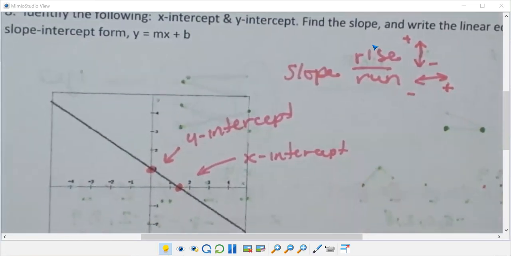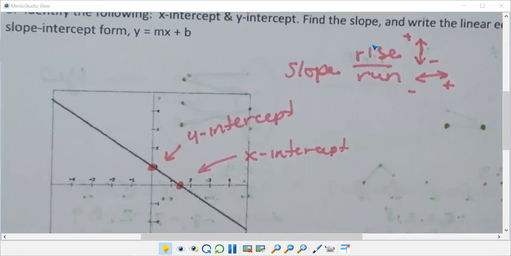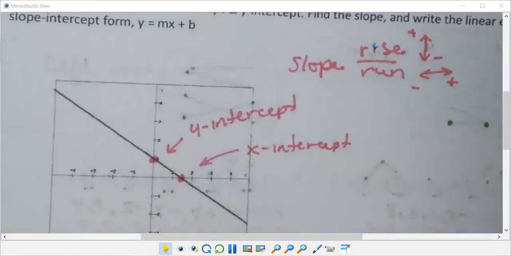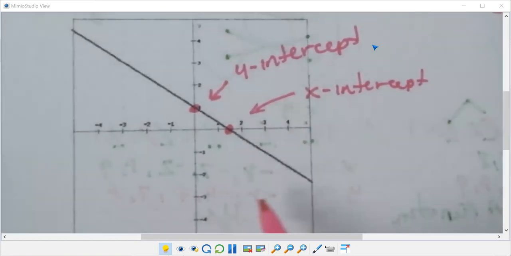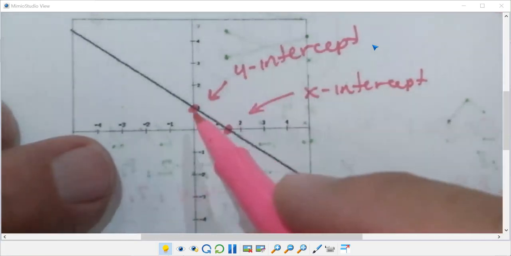All right. So how do I find this? Like I said, this one's a very difficult one because you can't see the grids in the paper very well. So I'm going to try to figure this out.